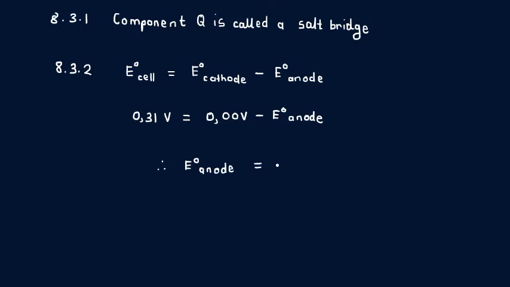that's going to be equal to, well, if you subtract 0 on both sides, you still have 0.31 volts. Then you need to divide that by a negative, so this is negative 0.31 volts, which also confirms why that unknown half cell is undergoing oxidation, right? Because its standard reduction potential is negative, which means that it prefers to be oxidized rather than to be reduced.